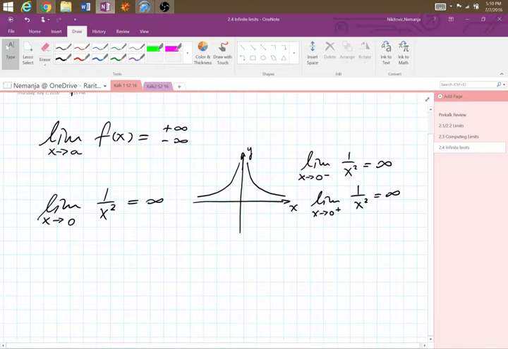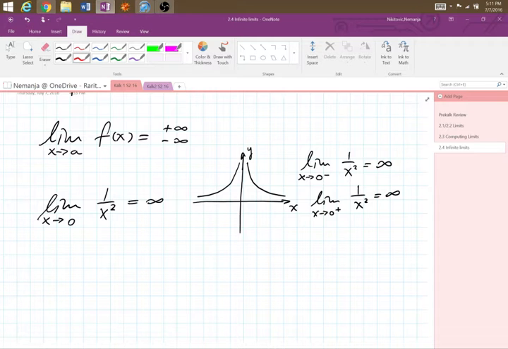Now, why is this so important? Well, this is your definition for vertical asymptotes. In pre-calculus, you learned something about vertical asymptotes, but that is incomplete. Today, we learn the actual theorem that covers all cases of vertical asymptotes.